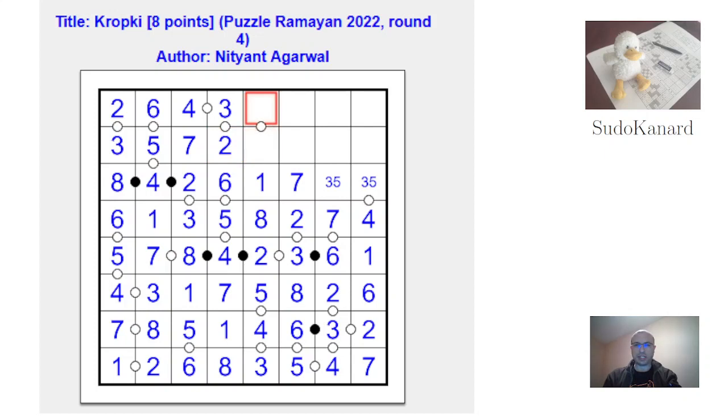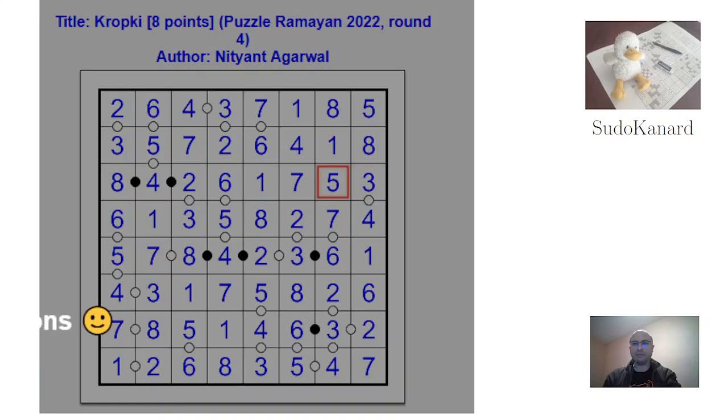Here we need 6 and 7, so that's 7, that's 6. Here 1 and 4, that's 1, that's 4. Here 5 and 8, and here 1 and 8, so this is 8, this is 1, 8, 5 and 3, and 5, and that's it.